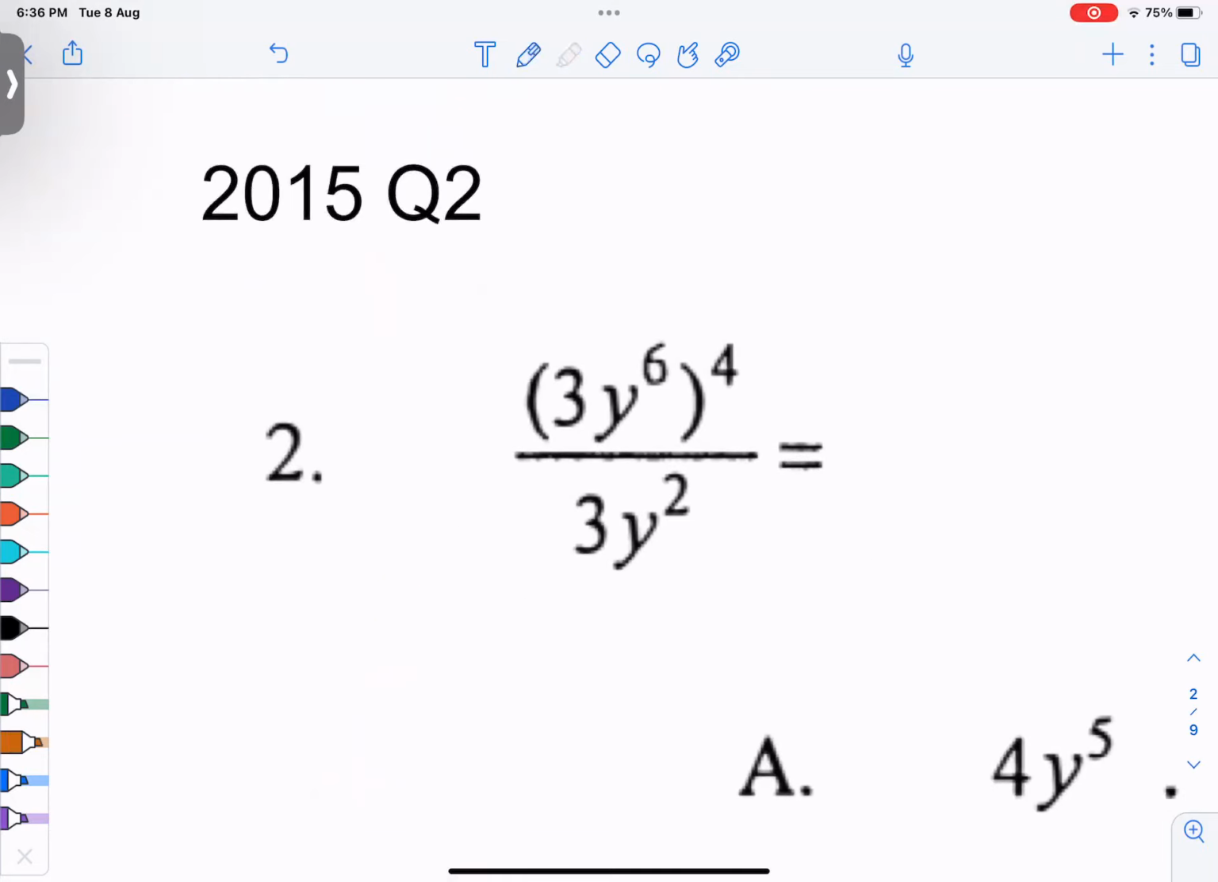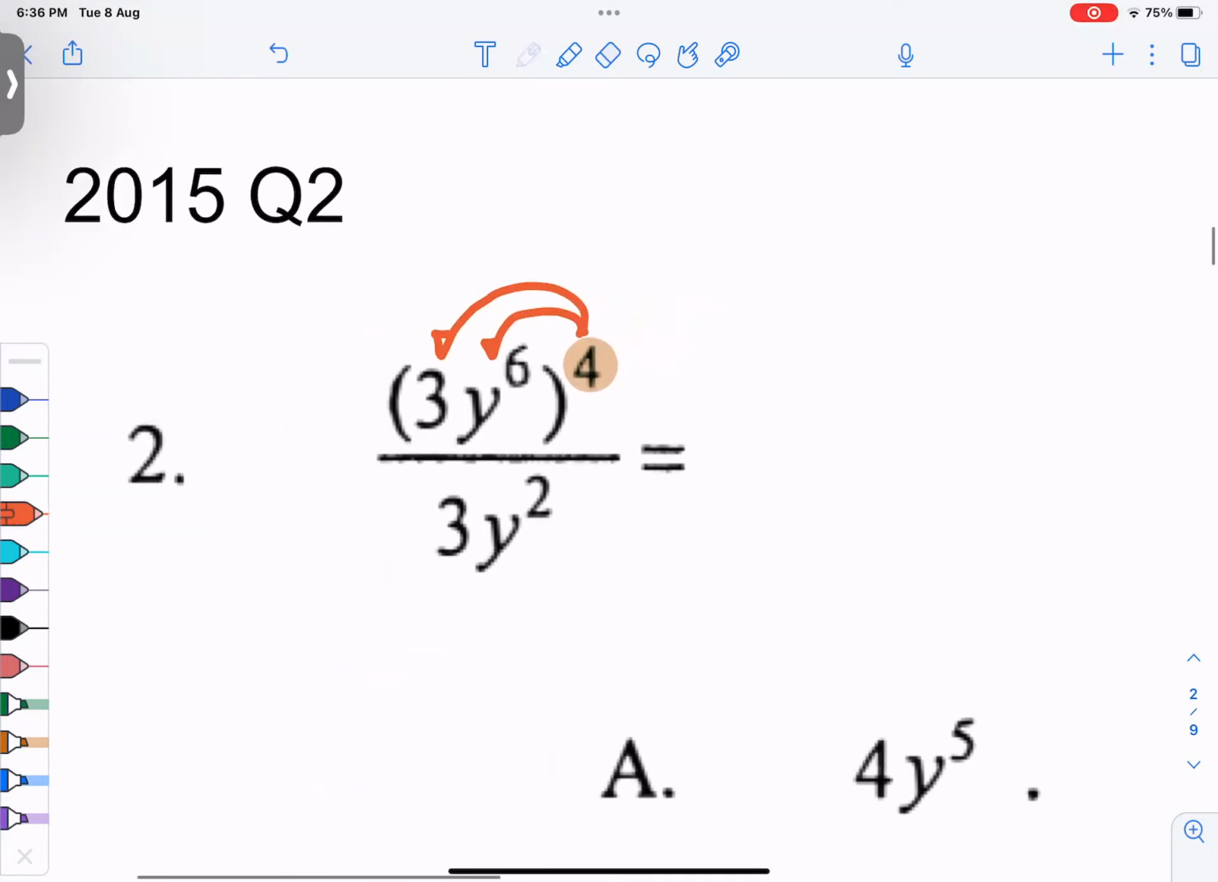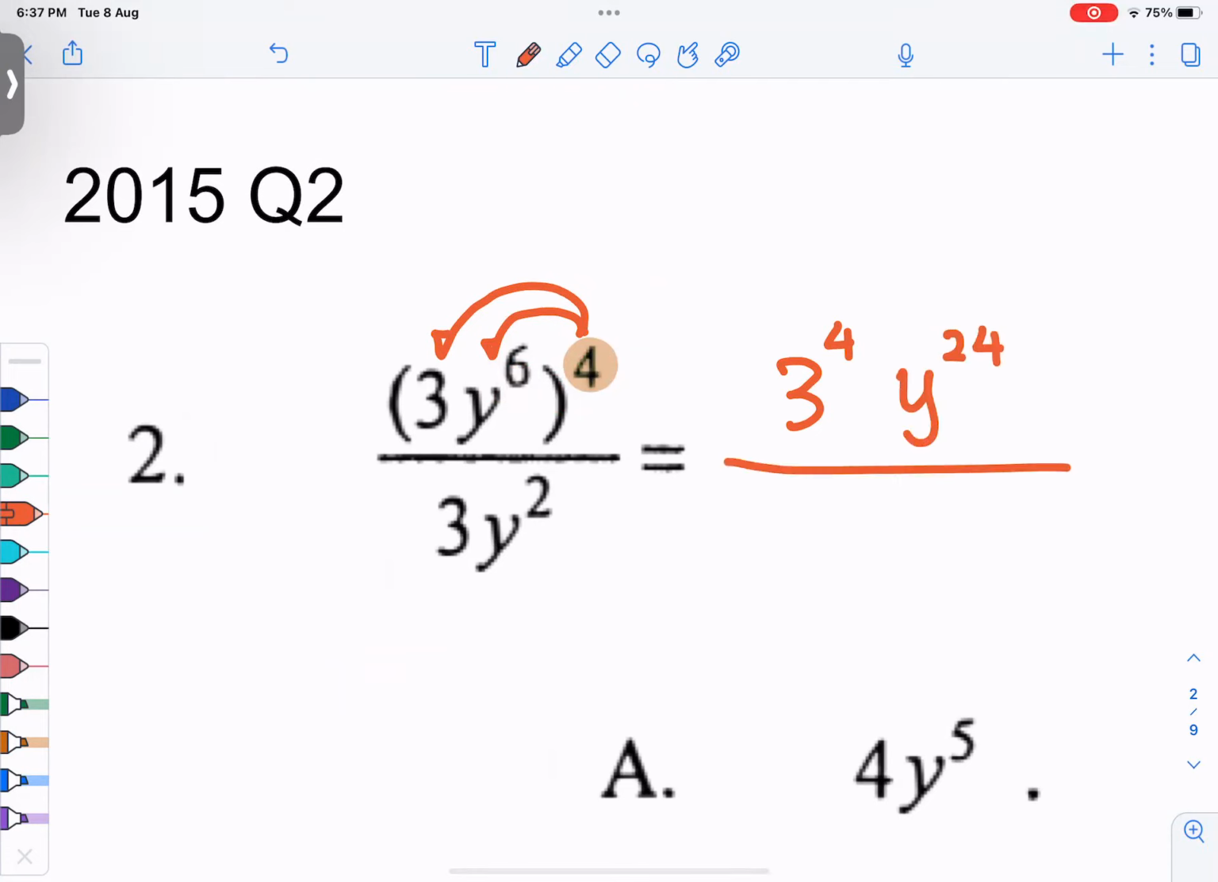First of all, the power outside is given to everything inside. So it's given to 3 and also this one. When it's given to 3, you just write it there. As for this one, it already has the power, so you will just multiply 6 times 4. 24.